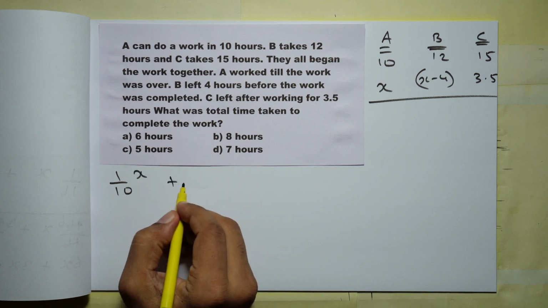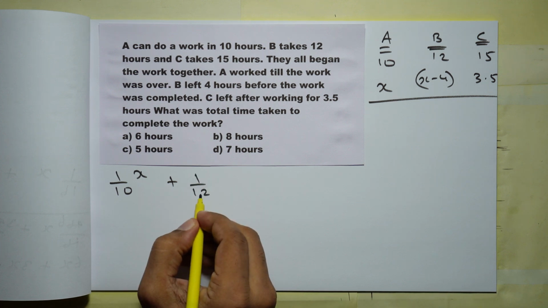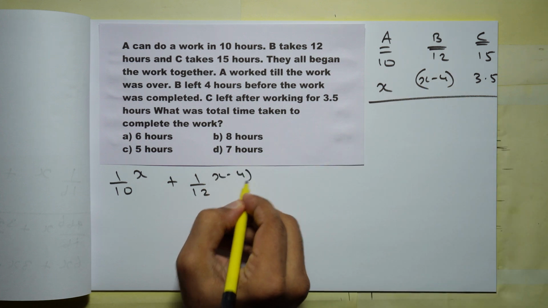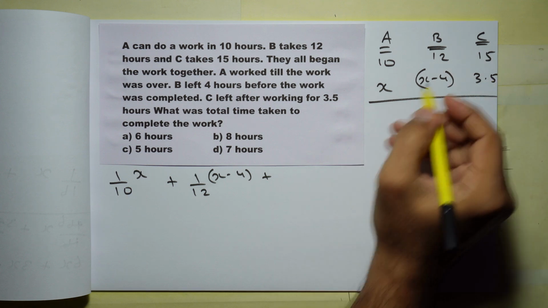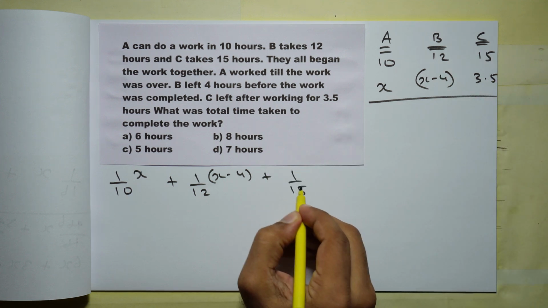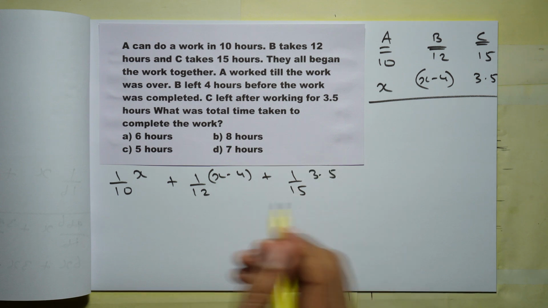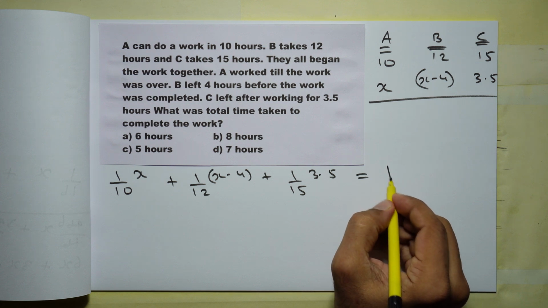Next we will look at the contribution of B. Every hour B will do 1/12th of the work, like that for x minus 4 hours. Next we will look at the contribution of C. Every hour C will do 1/15th of the work, like that for 3.5 hours. And like this in x hours the whole work was completed, which can be considered as 1.